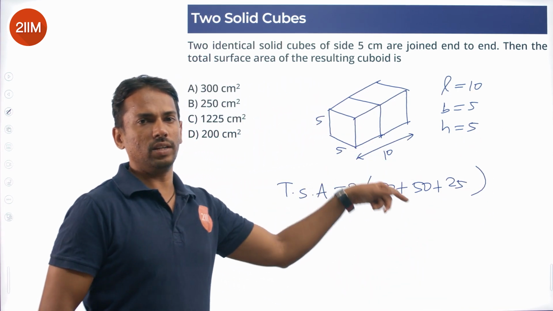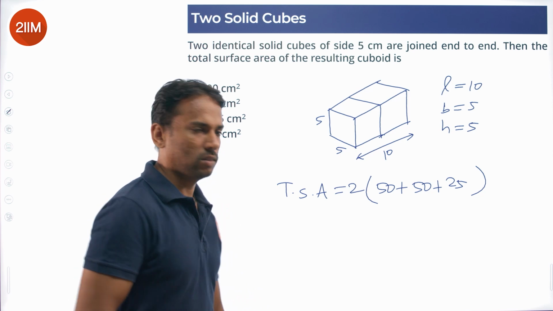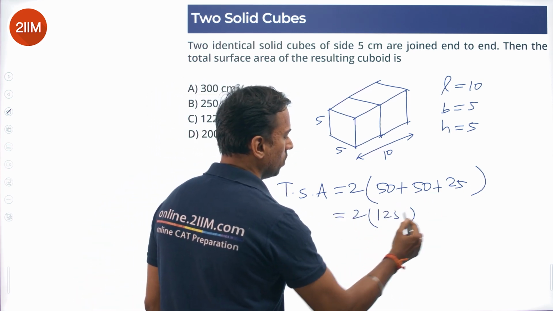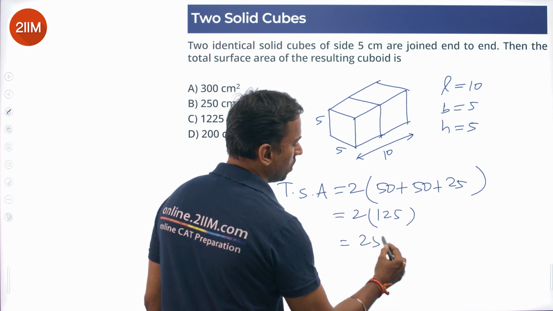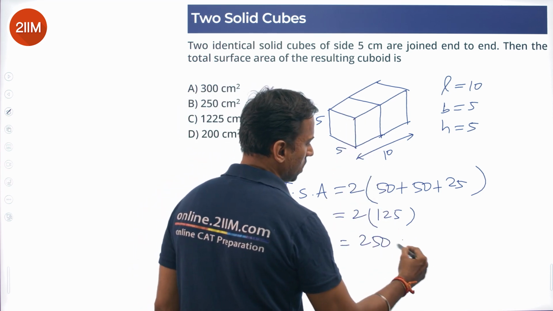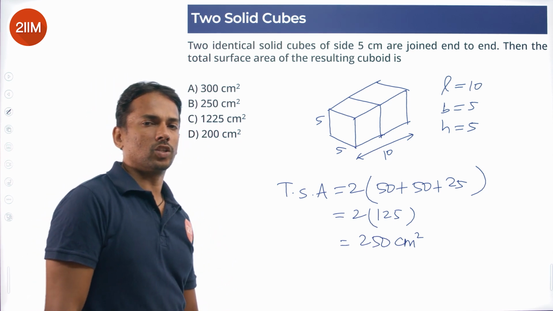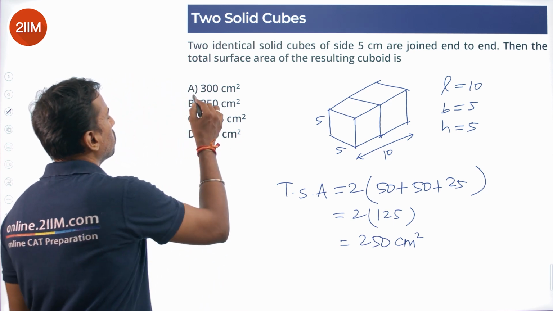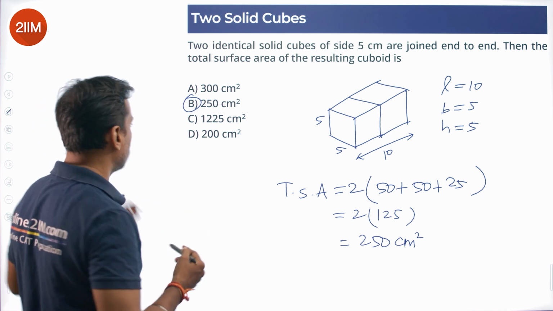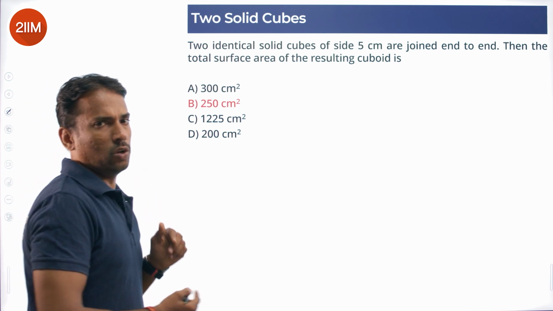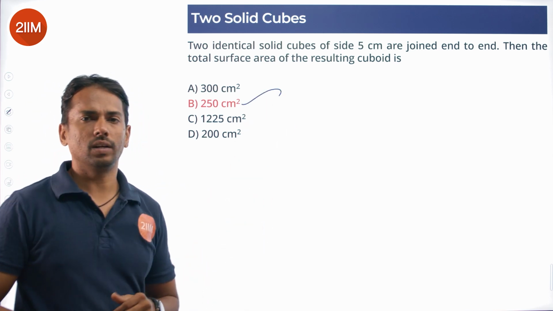10 5s are 50, 10 5s are 50, 5 5s are 25. That means this will be twice of 50, 50, 25, 125. This is going to be 250 centimeters. So TSA, its total surface area, 250 centimeters square should be the right answer. Where is that? Option B should be the right answer. Easy question. Yes, we are absolutely right. Option B, 250 centimeters square is the right answer.